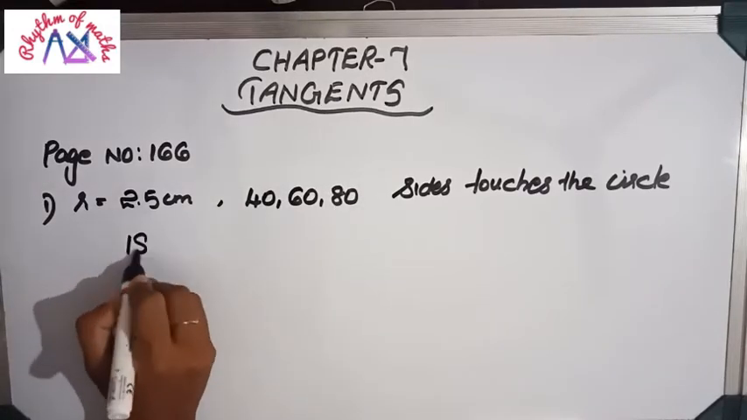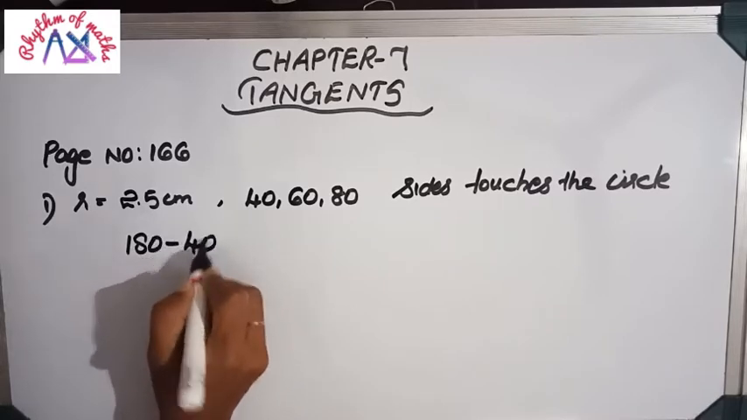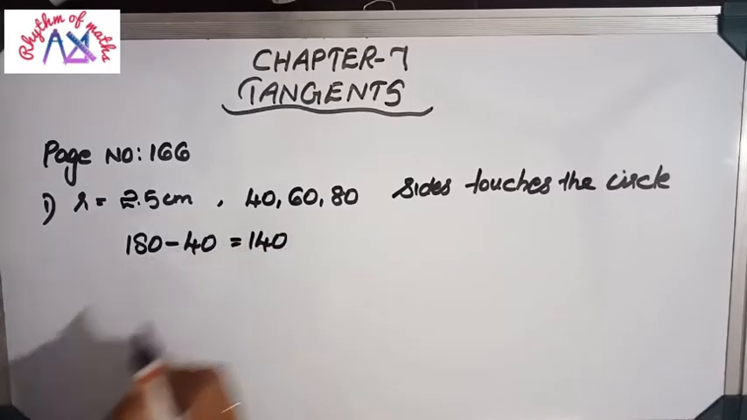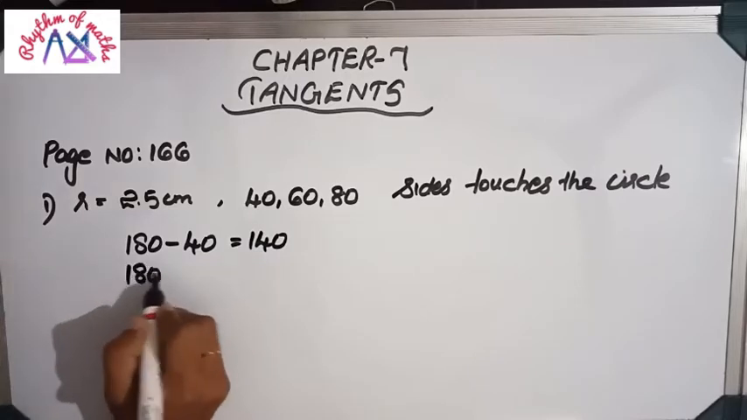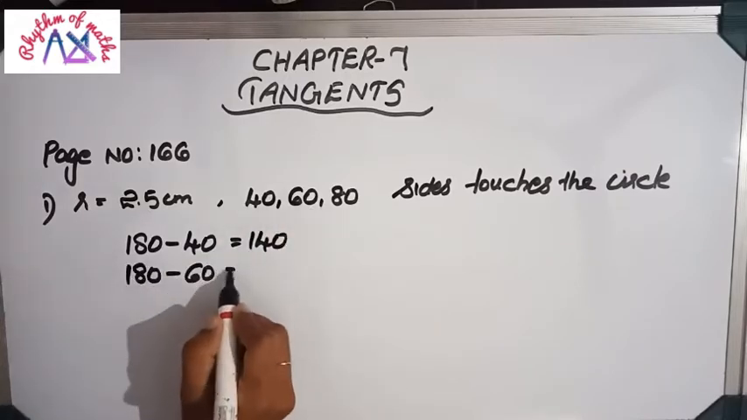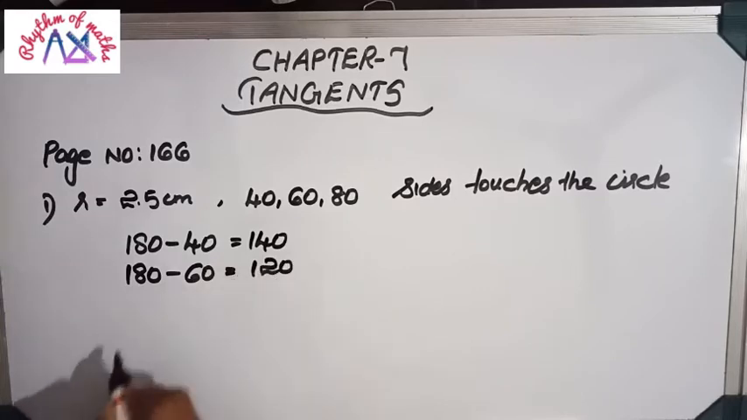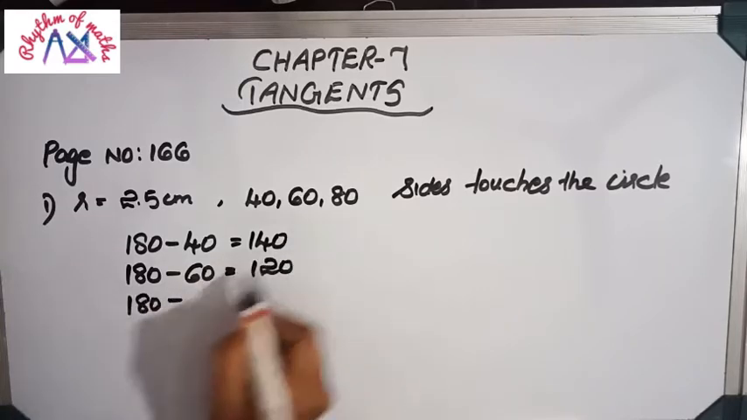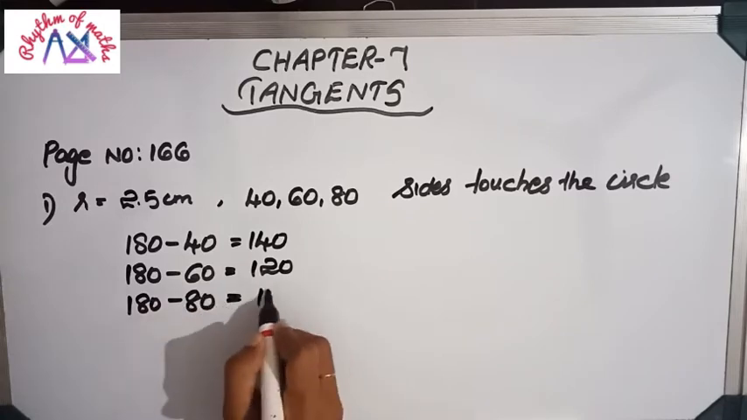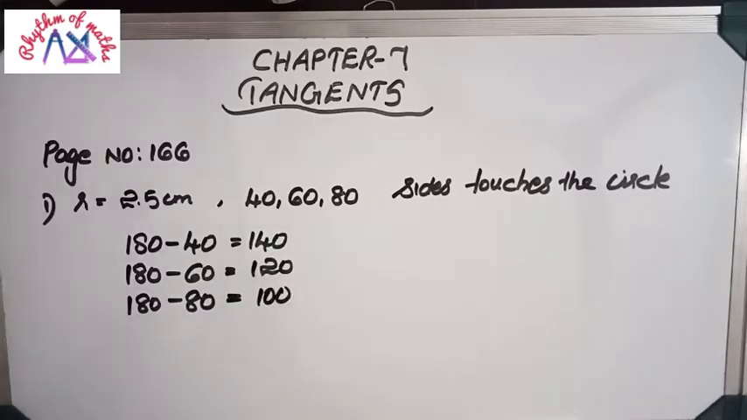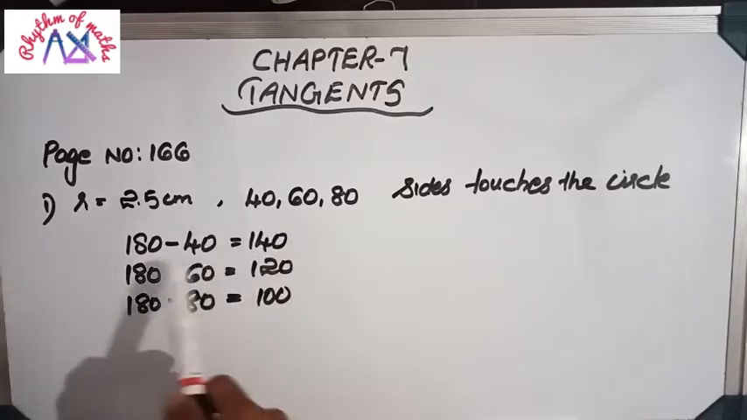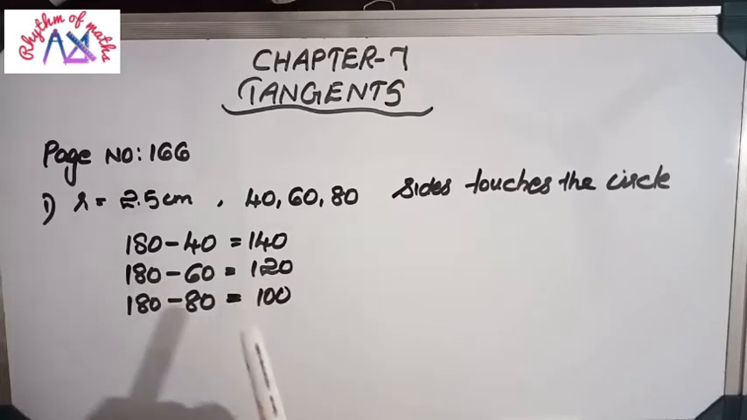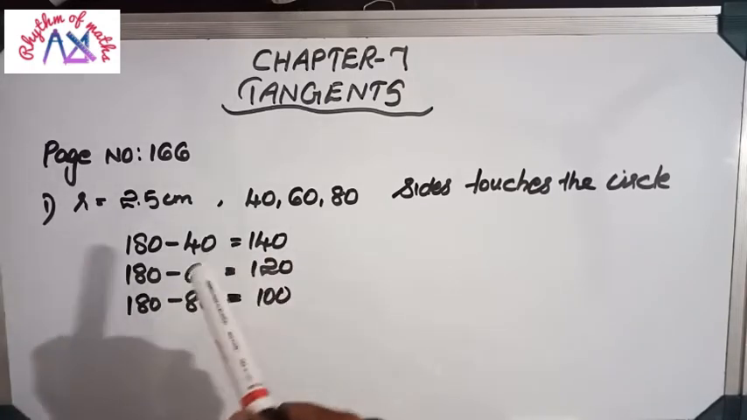So first angle 180 minus 40. That means 140 degree. Next is 180 minus 60. So angle is 120. Next is 180 minus 80. That is equal to 100. So these three are the angles we are going to use. Okay, don't start from 40, 60, 80. First step is 180 minus, that means tangents. Tangents is supplementary. Okay, like this you have to relate. So these are the angles we have to measure first.